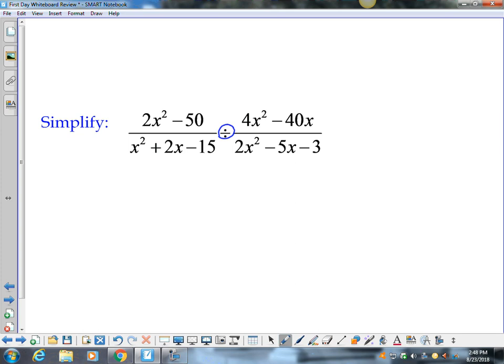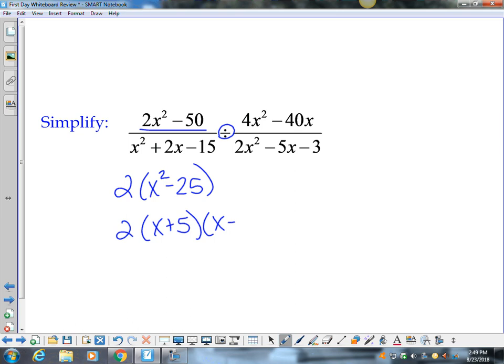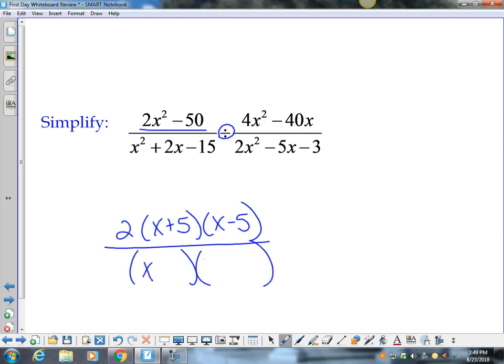Okay. While I keep, flip, change, while I Bojangles this, I'm going to factor. So the top right here, I'm going to GCF a 2. And then because I don't want to write this 1,000 times, I'm going to go ahead and factor that x squared minus 25. Those are squares. Okay. So then I'm going to erase him so I don't get confused. Over. All right, this is a trinomial. 15, that's 5 and 3. I want a positive 2. So positive 5, negative 3.